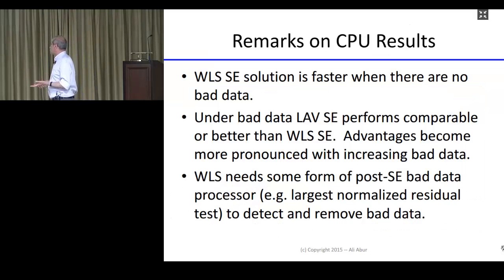Based on all these observations, when there is no bad data, WLS is fine and faster than LAV. When there is bad data, LAV performs comparably or, depending on the number of bad data, sometimes better than WLS, and the advantages become more pronounced as we increase the number of bad data. Of course, all this assumes that you are doing post-state-estimation bad data processing for WLS. The alternative is reweighted WLS, which is possibly faster, but less reliable in identifying and throwing out all bad data.